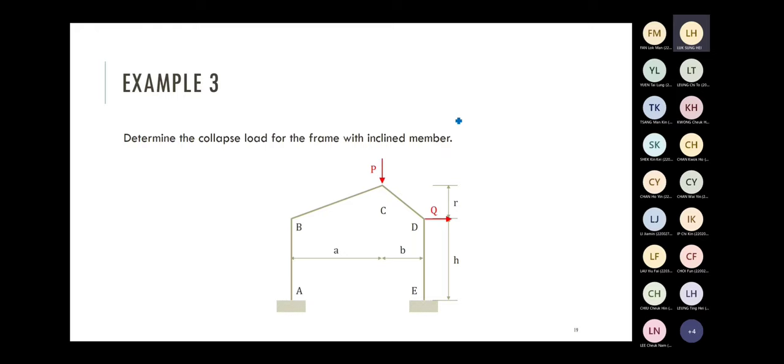This is actually not an example. I just want to illustrate that for frame structures, you may sometimes handle frames with inclined members. In this section, I just talk about how to handle inclined members. Next time in our tutorial sessions, I will give you an example with numbers, how to deal with this kind of complex problem, a frame with inclined members.